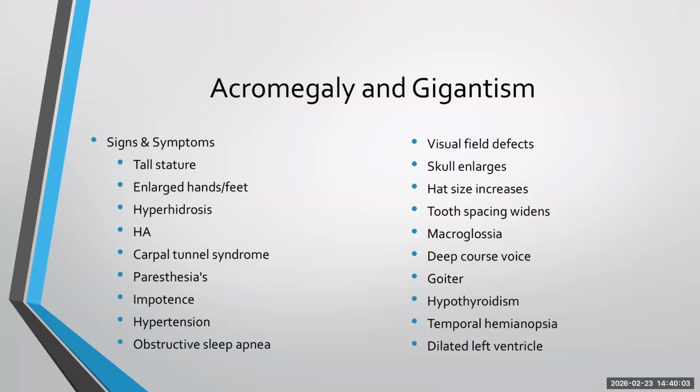Hyperhidrosis, the sweating, they have that sweaty, doughy hand. They're always clammy. They may get carpal tunnel syndrome, paresthesias because of all the soft tissue growth. It can start compressing nerves. So they get pain wherever downstream all that goes.